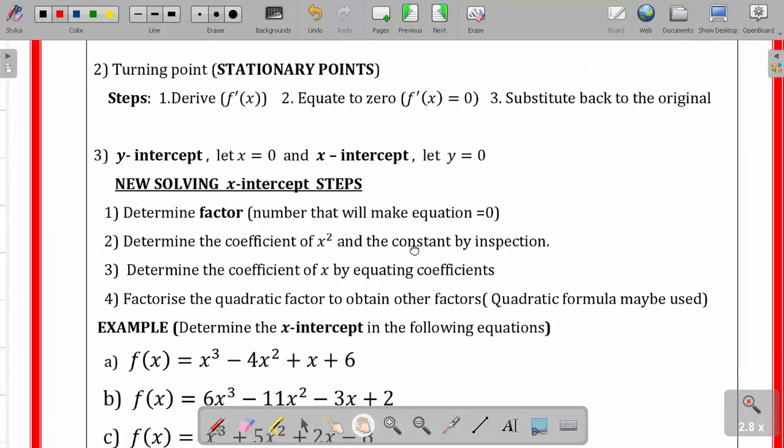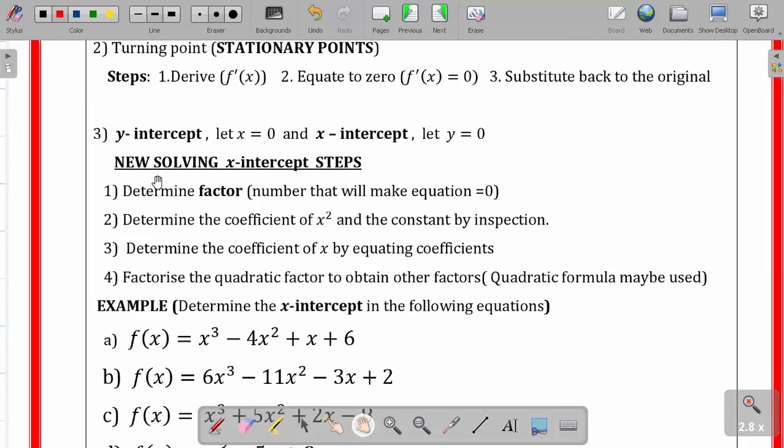Okay. So what we do here, you determine the factor, that's the number that will make the equation equal to 0, and then determine the coefficient of x squared, and then the constant by inspection, and then determine the coefficient of x by equating the coefficients, and then factorize the quadratic factor to obtain the other factors, whereby sometimes you can use what? The quadratic formula. Now in these examples, I'm going to explain in detail how we do this, okay?